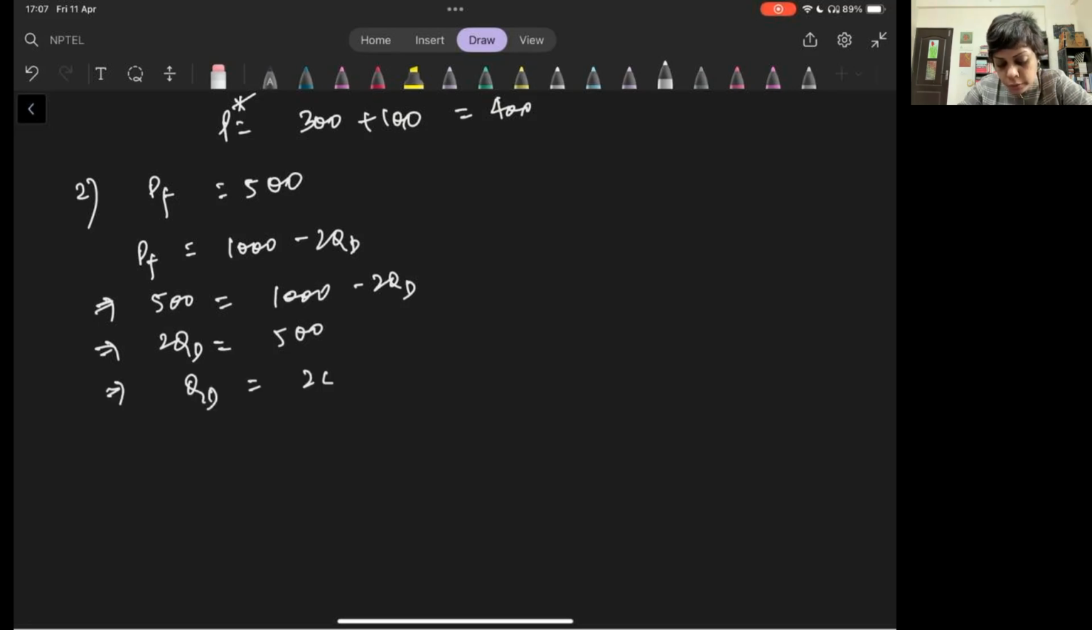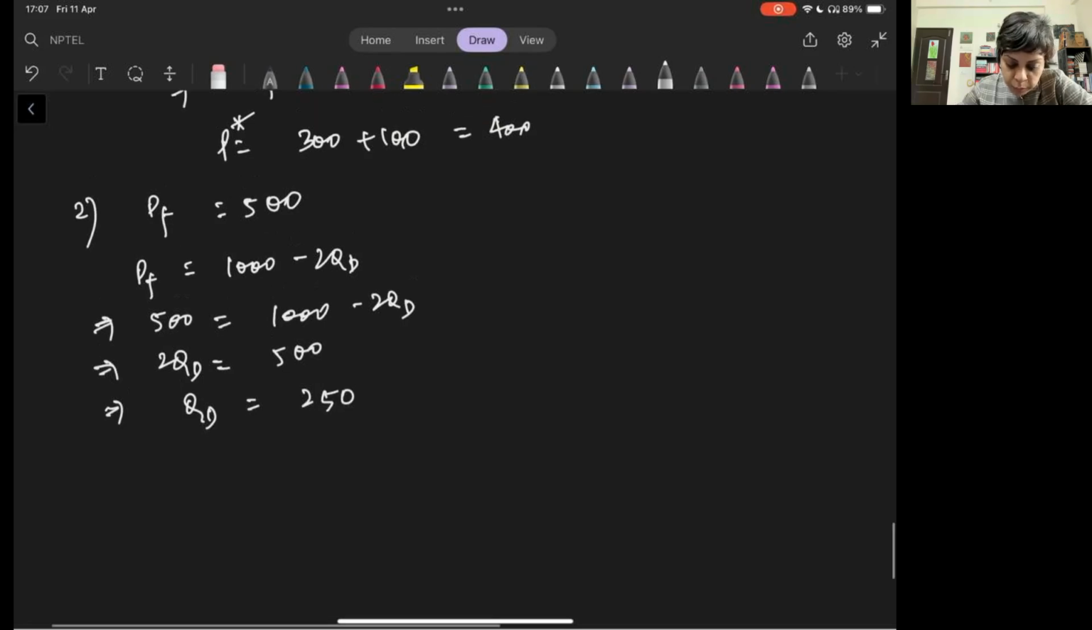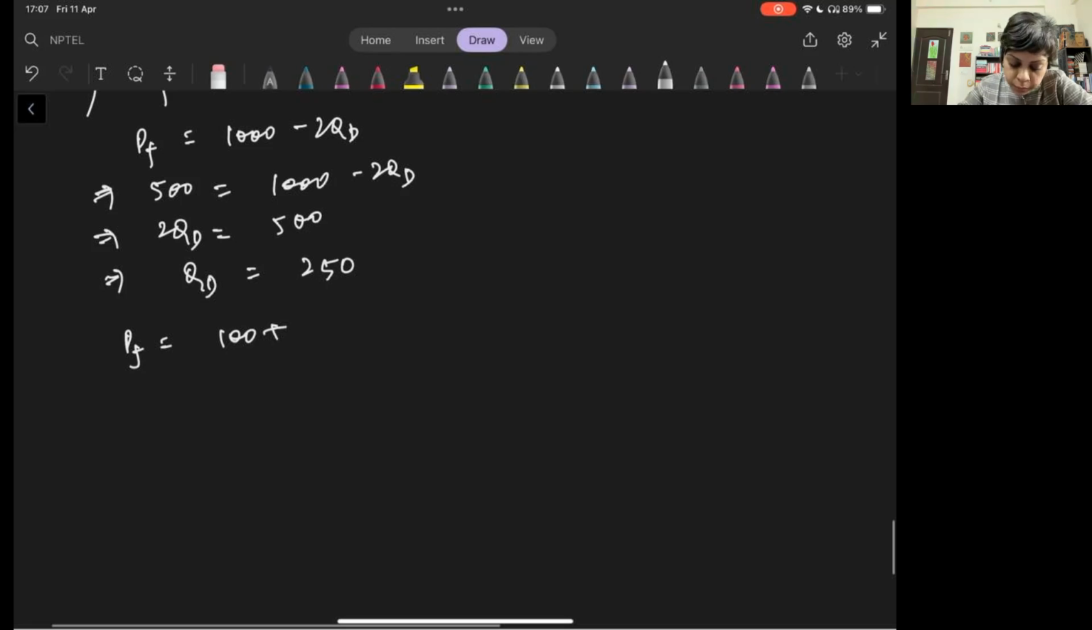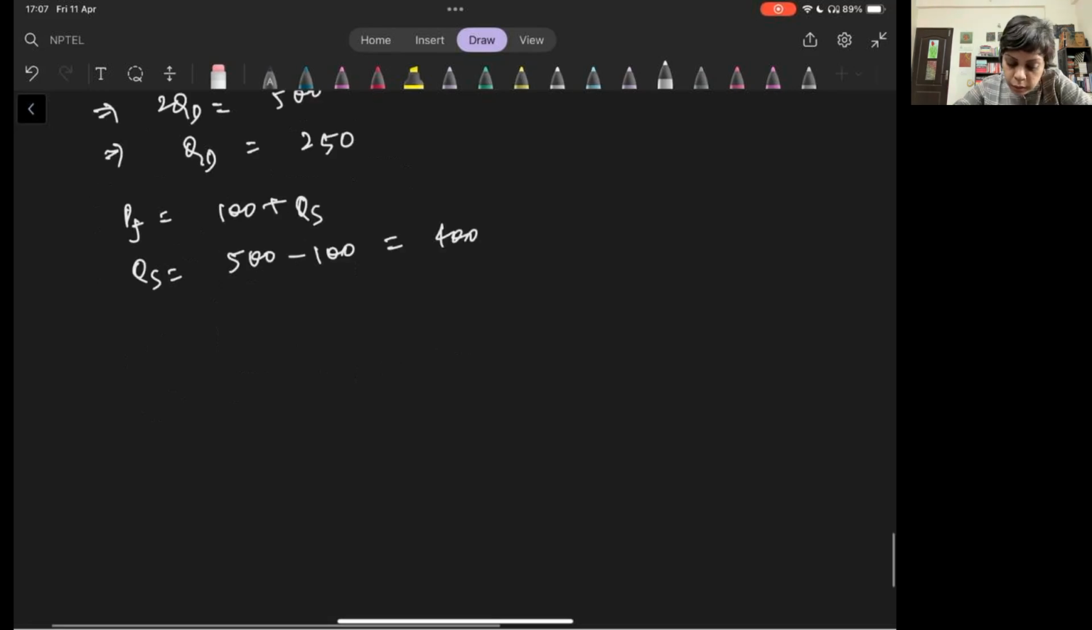QD is equal to 250. Now we will calculate QS, which is given by P equal to 100 plus QS. So PF is equal to 100 plus QS, right? Okay, QS. So QS is equal to PF, which is 500 minus 100, which is 400. So we can see easily that QS is greater than QD. Therefore, there is excess supply.